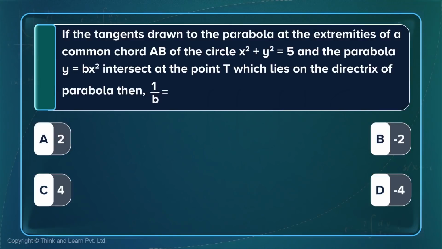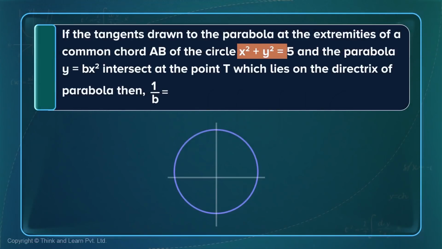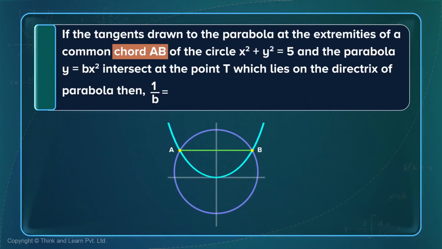So in this question, we've been given a circle x square plus y square equal to 5 and a parabola y equal to bx square. Further, it has been told that AB is a common chord to both this circle and the parabola. Now, to this parabola, tangents are drawn at points A and B. What is AB? AB was the common chord. So at the endpoints of the common chord, we draw tangents to the parabola y equal to bx square. Now, these tangents intersect at a point T.